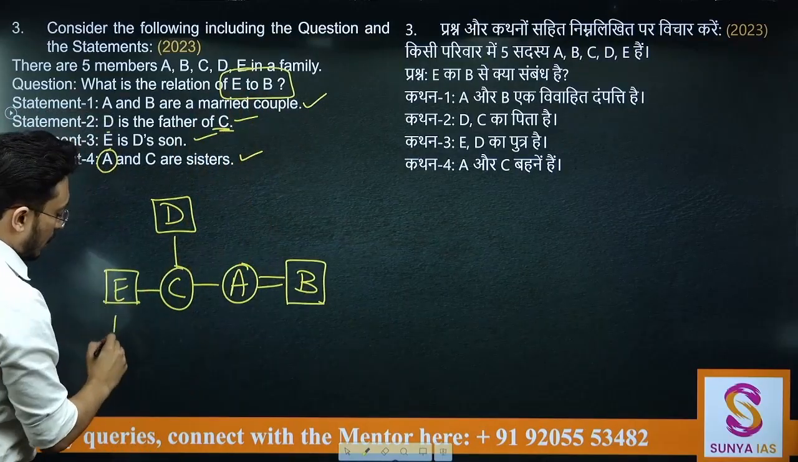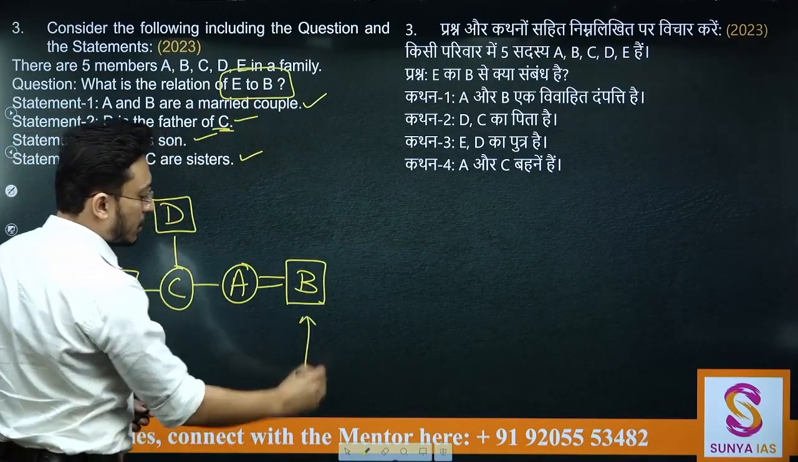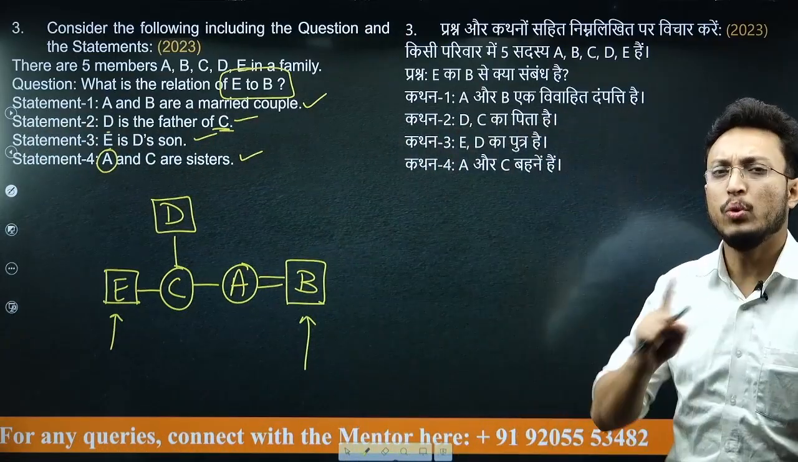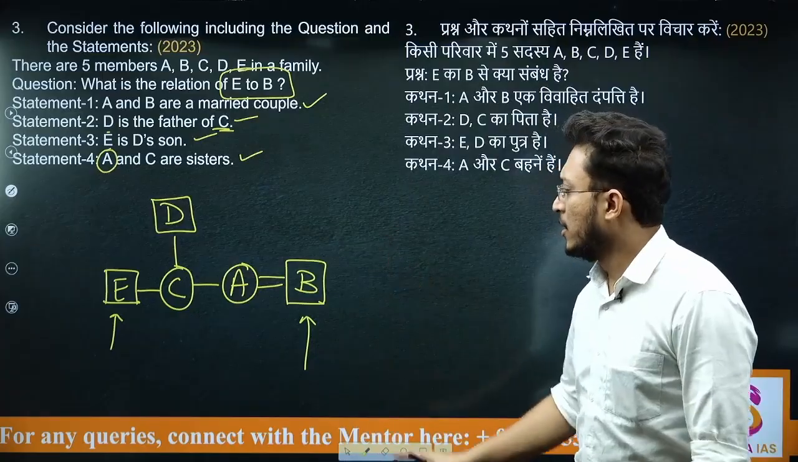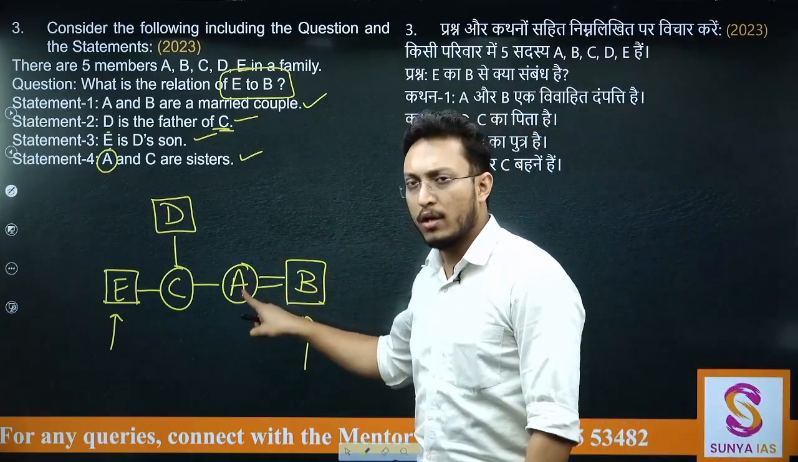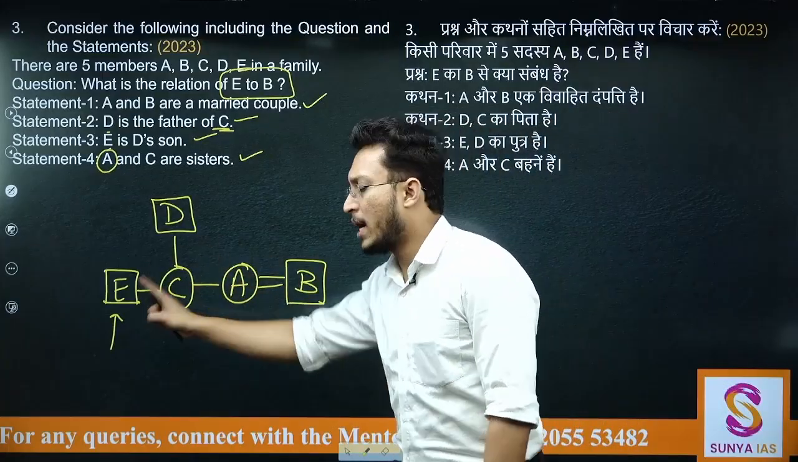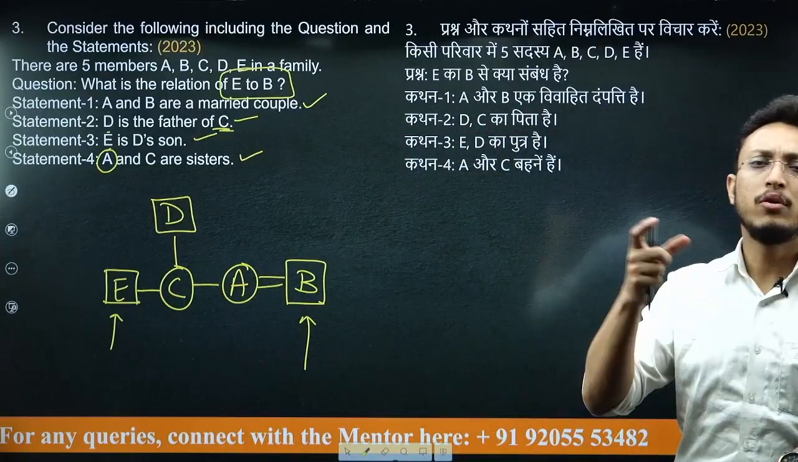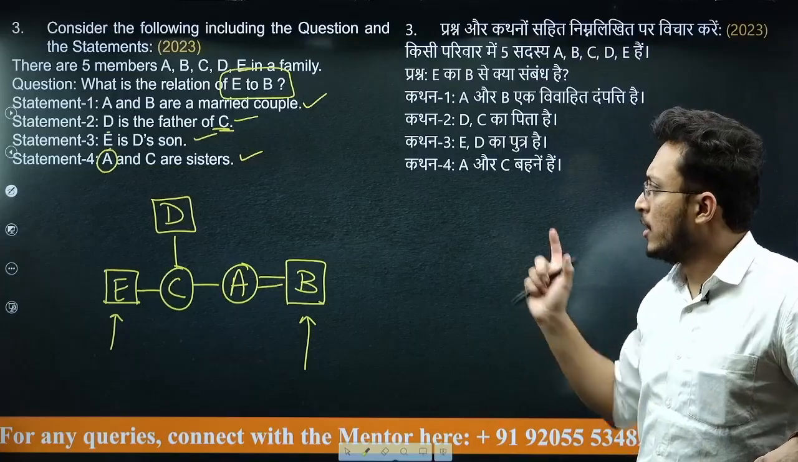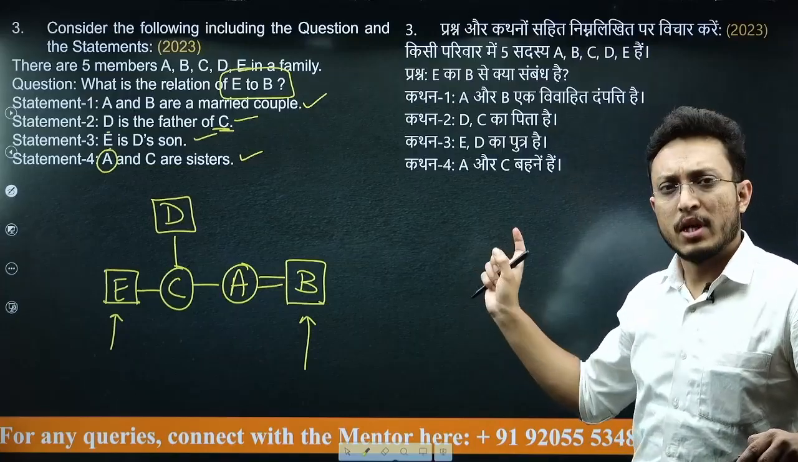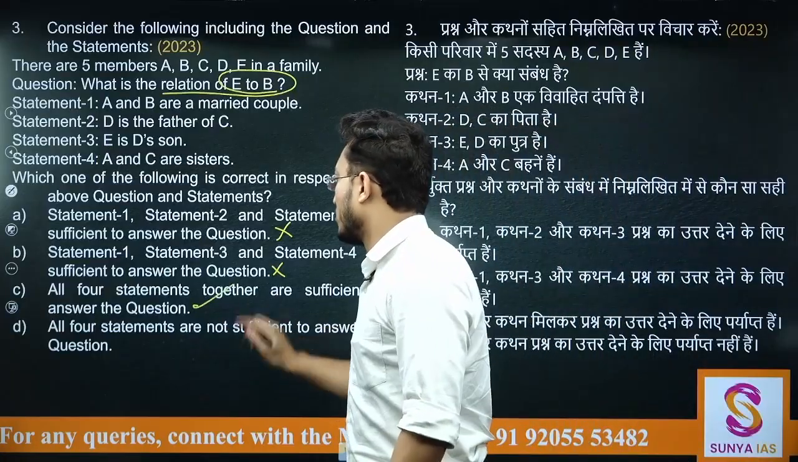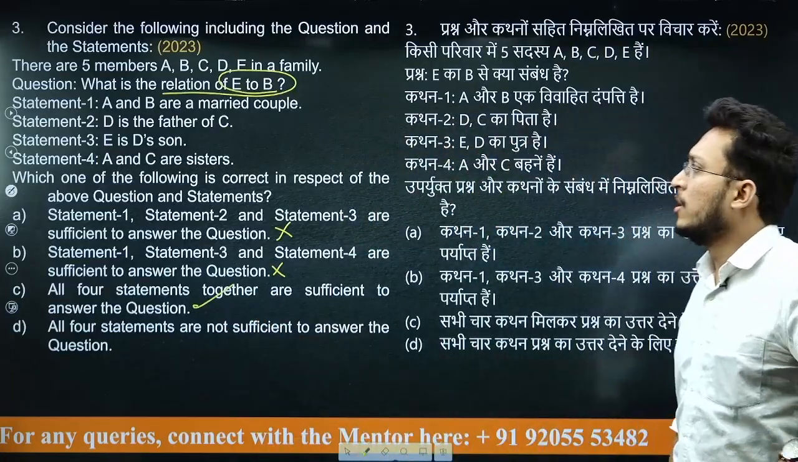So clearly E becomes the brother-in-law of B here. B is married to E's sister, that is A. So B is married to A, who is E's sister. So B and E are brother-in-laws of each other. E और B आपस में जीजा और साला वाला relation है यहाँ पर. That means all the 4 statements are needed and they are sufficient to answer this. So your answer should be C here.